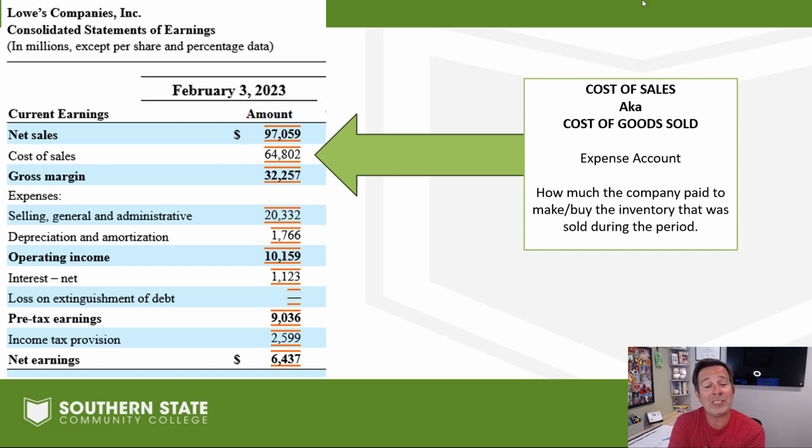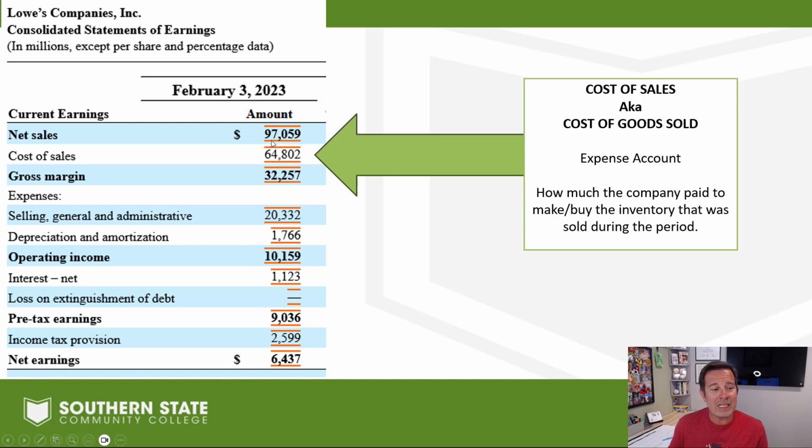It shows how much the company has paid to either make, if they're a manufacturer, or buy the inventory that was sold during the period. So at Lowe's, you see 64 billion. Again, the number's in millions, 64.8 billion. That means that basically Lowe's paid 64.8 billion to buy and acquire the goods that they ended up selling.